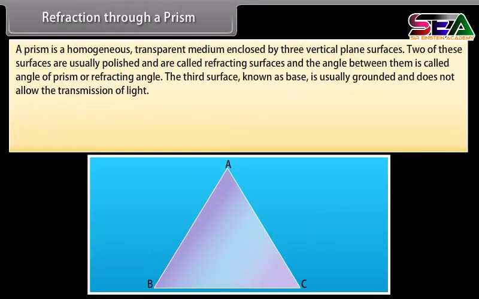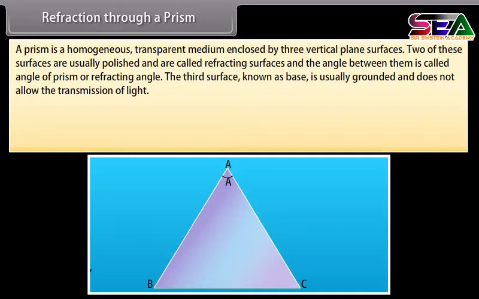Refraction through a prism. A prism is a homogeneous, transparent medium enclosed by three plane surfaces. Two of these surfaces are usually polished and are called refracting surfaces, and the angle between them is called the angle of prism or refracting angle. The third surface, known as the base, is usually ground and does not allow the transmission of light.